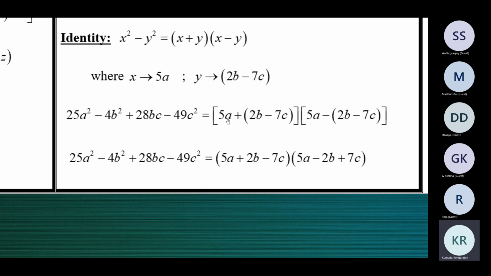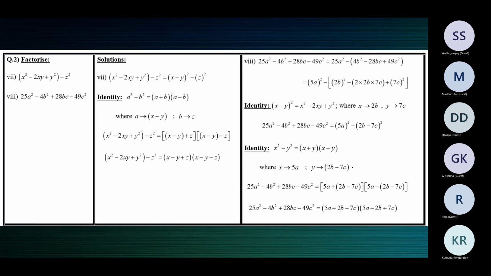Open the bracket. So 5a plus 2b minus 7c, 5a minus 2b, because minus into plus is minus, minus 2b, minus into minus plus 7c. Now what you should do is, when you write down this answer, don't write the identities in the middle.